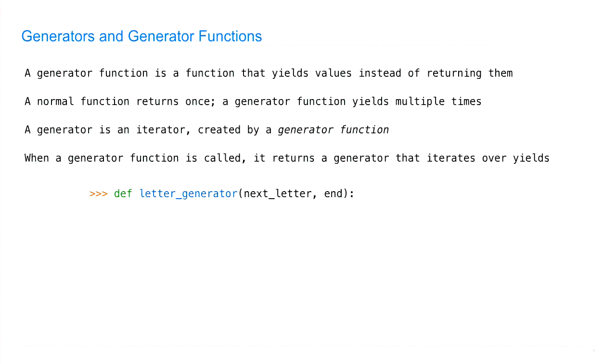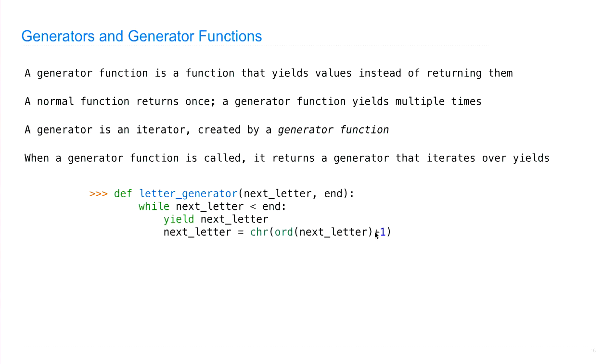Okay, so here's an example. Let's say I want to create an equivalent of my letter_iter class, but just by writing a single function. Then I would write letter_generator. You can call it anything you want. You have to pass in where to start and where to end. And then you just write the logic of how to get each element in turn. While next letter is less than end, yield the next letter, and then change next letter to be one more than it was before. So this will go from B to C or C to D, etc.